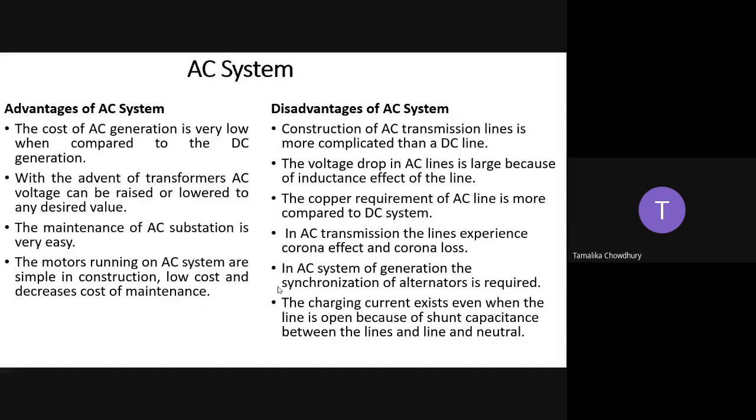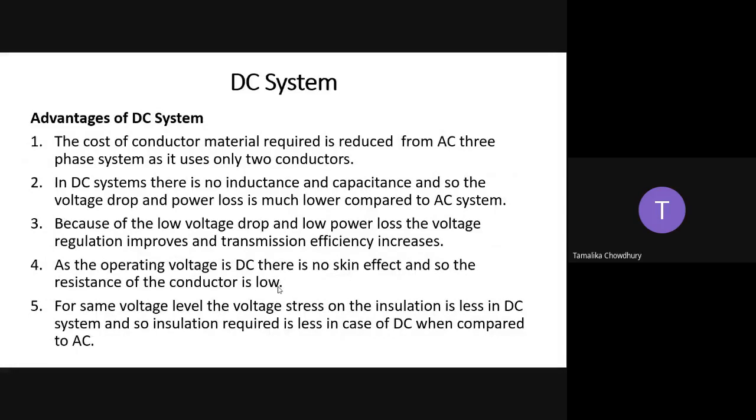So advantages and disadvantages when transmission takes place in AC system, and a solution to these problems is DC system. So DC system, as you can see, there are advantages mainly that are overcome. Whatever problems were there in the AC system, those are overcome in the DC system. Hence, what happens in DC? The cost of the conductor material obviously reduces because in AC it is three phase, so three wires were used. In DC, only two conductors or two wires, because line and neutral, only two. Okay, so this is the first advantage.